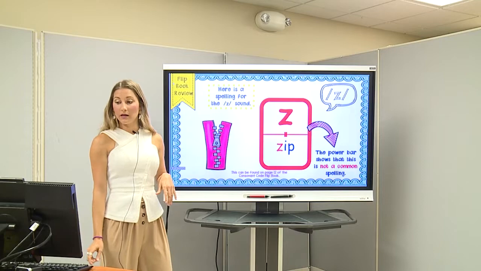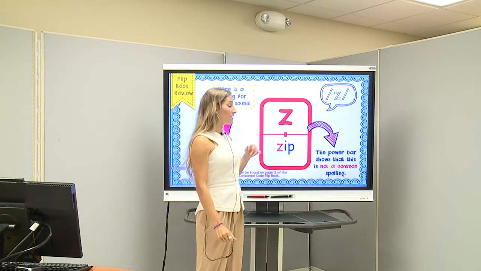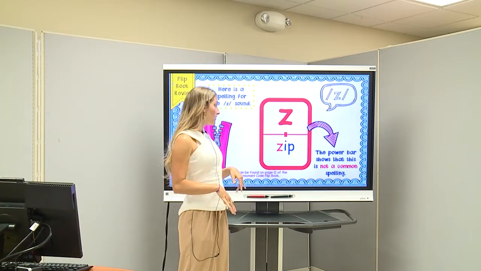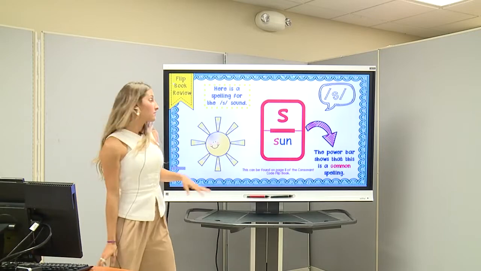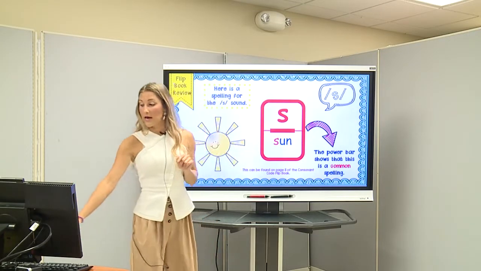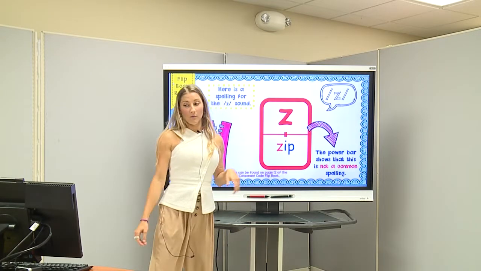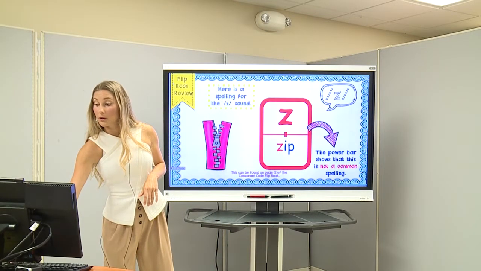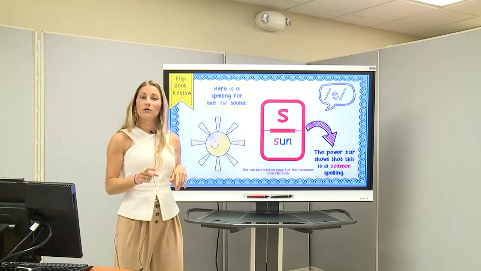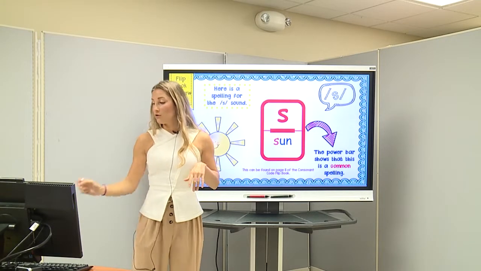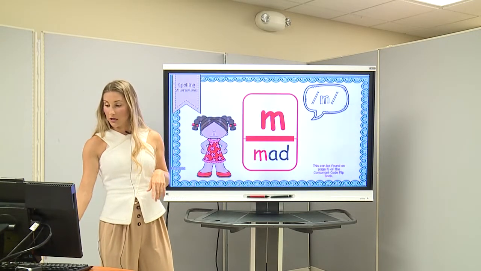Okay, here is a spelling for the Z sound. The power bar shows us that this is not a common spelling. So compared to your previous S, look at the difference between these two power bars. The S is very common, and the Z is not. It can be found on page 12 of the consonant code flipbook. And that sound is Z. So if you go from S, you have that S. And then if you go to Z, you have that Z sound. You can actually hear the vibrations in your tongue.